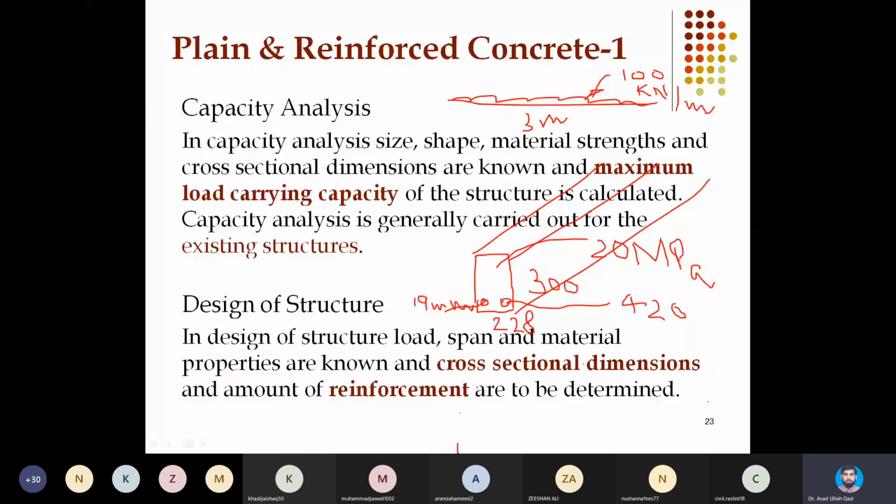But if the question is reversed, you are given a beam of 228 by 300, and you are given 20 megapascal and 420 grade steel.